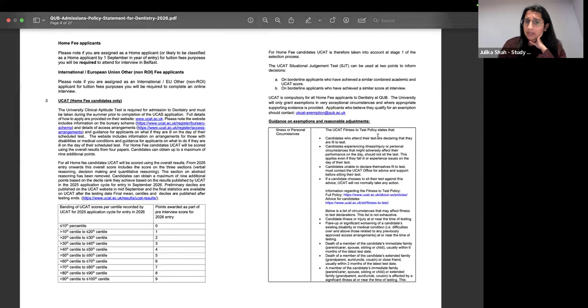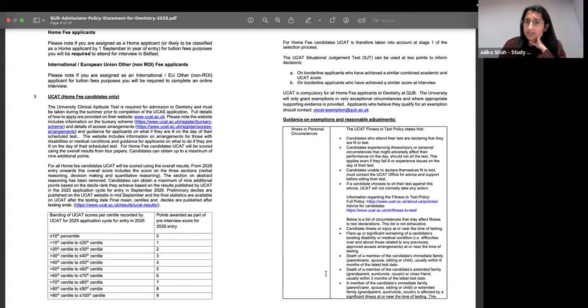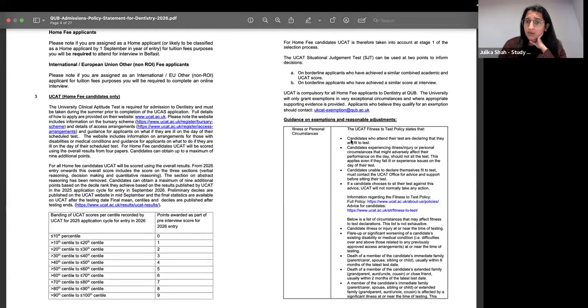Myra, you asked about the exemption. This talks about exemptions to do with the UCAT. So it's just being aware of what this says and what they mean, and what they would accept as a mitigating circumstance. This is only for the UCAT though.